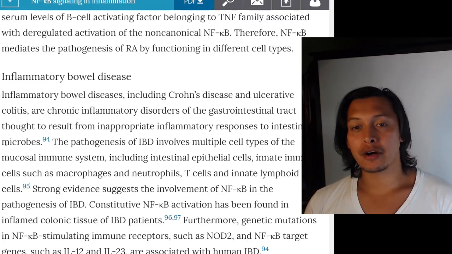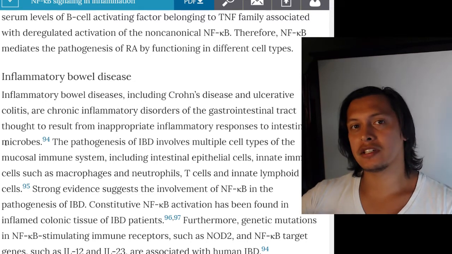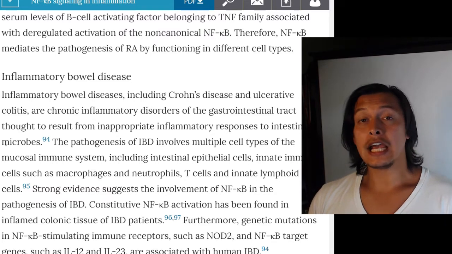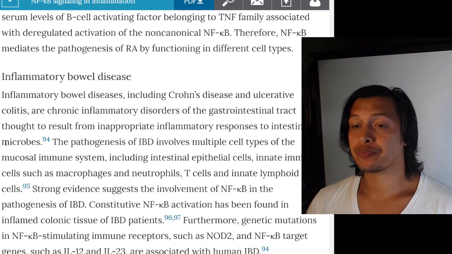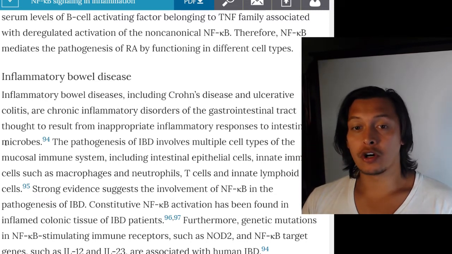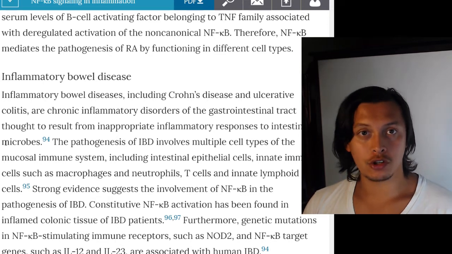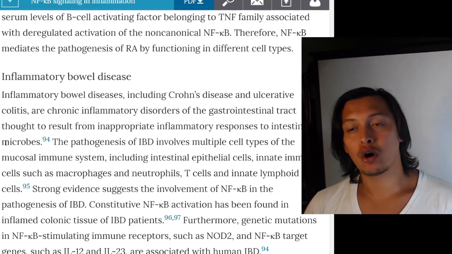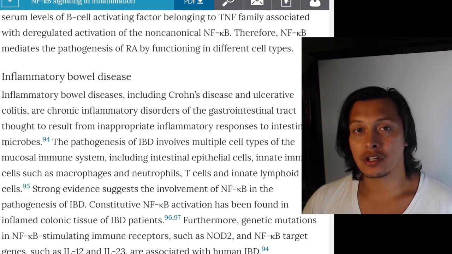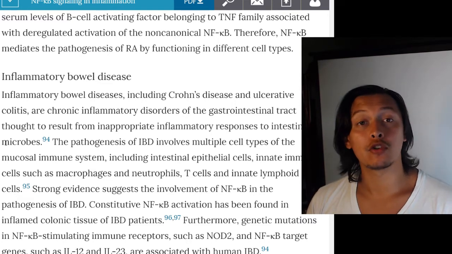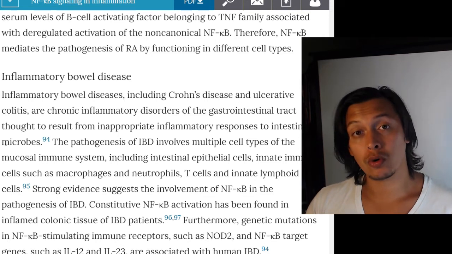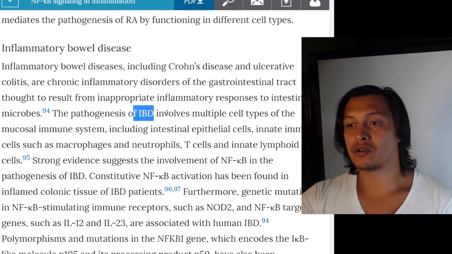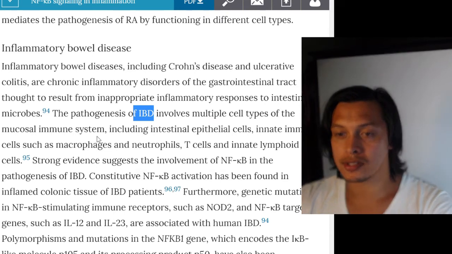But these microbes are always secreting different antigens and chemicals and just a whole bunch of stuff into the gut in order to help maintain homeostasis, right? So if somehow your immune system doesn't recognize these beneficial bacteria correctly, you could end up having an inappropriate inflammatory response. And so this can cause things such as Crohn's disease, ulcerative colitis, and chronic inflammatory disorders within the intestines.